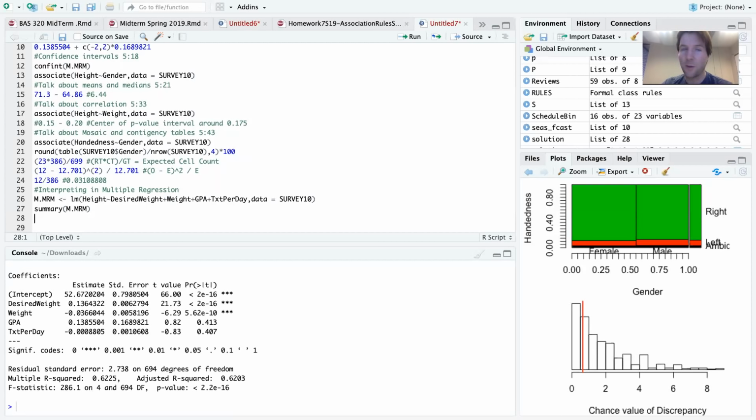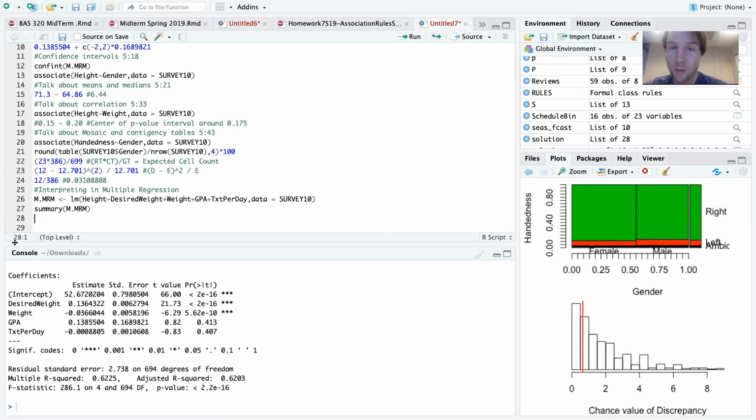Their desired weight is 0, their weight is 0, their GPA is 0, and they don't text, which is about the most logical thing we could say out of the illogical things. Who doesn't text, though? So among individuals who have 0 for all these things, desired weight, GPA, texts per day, we would expect them on average to be 52 inches tall. That's what we'd expect on average among people who have these characteristics.